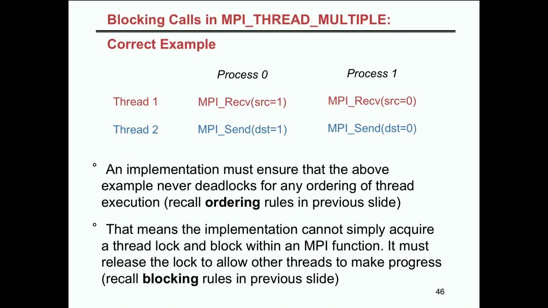I don't know the ordering of threads on process 1 and 0, but what my blocking rules say is that even if thread 1 in process 1 is blocking on the receive, that won't affect what thread 2 in the same process will be doing. So it will not block the other thread, which means it can successfully send, and that will be matched by the receive on the thread 1 process 0. And similar reasoning goes the other way around.